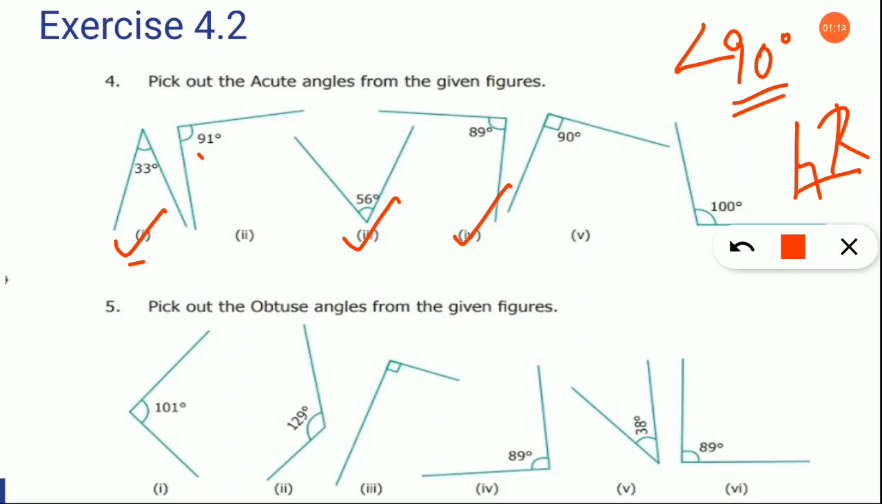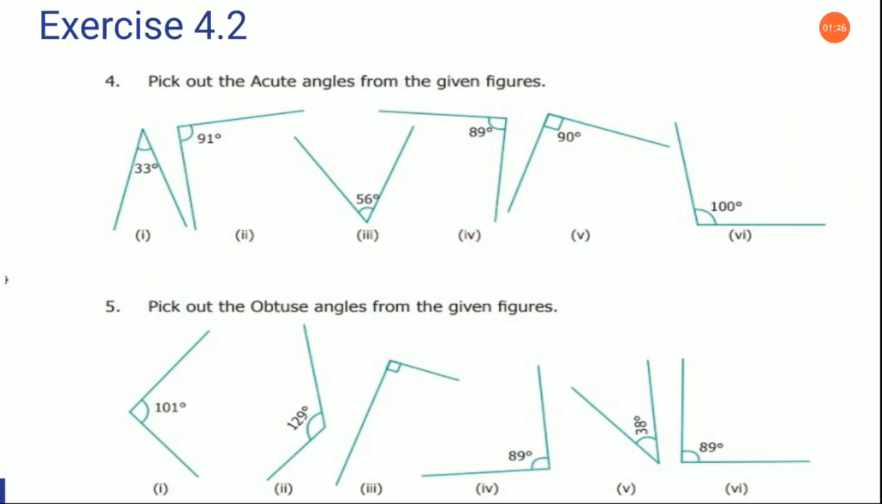Now the sixth subdivision, it is 100 degree. So it is also greater than 90. So we cannot say it is a acute angle. So 1, 3 and 4th subdivisions are acute angles. Clear children? Now look at the fifth question. Pick out the obtuse angles. Obtuse means it should be greater than 90 degree.